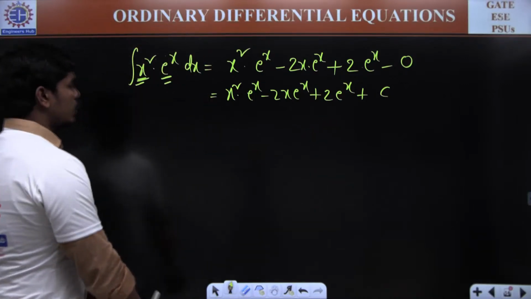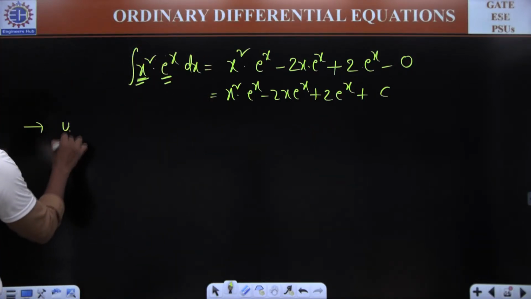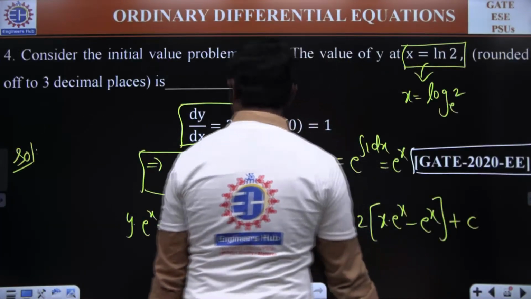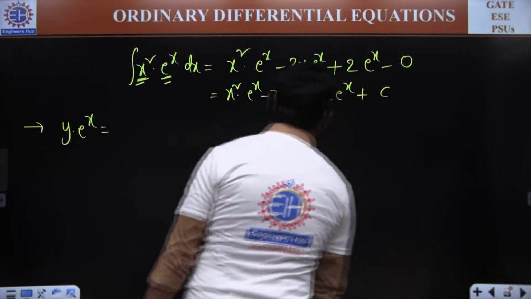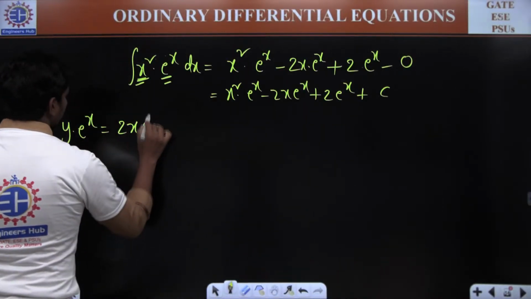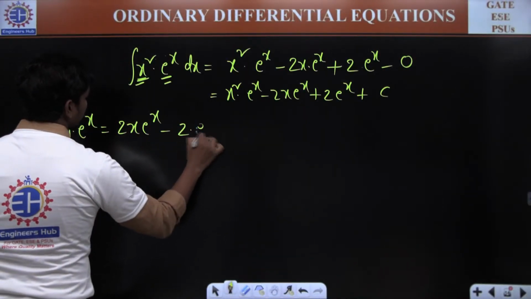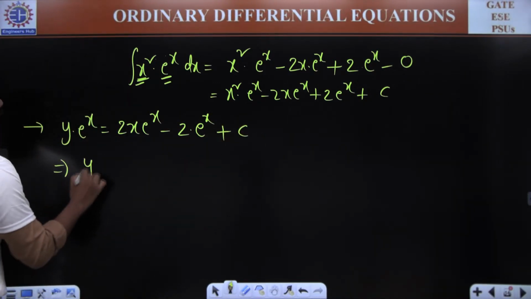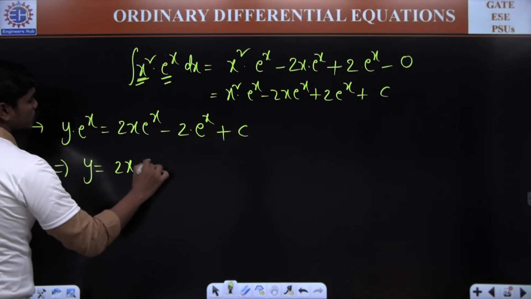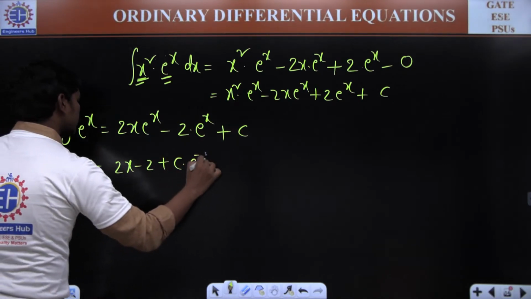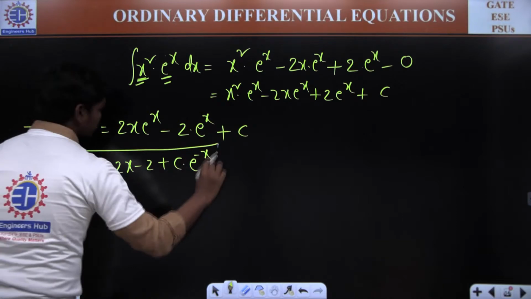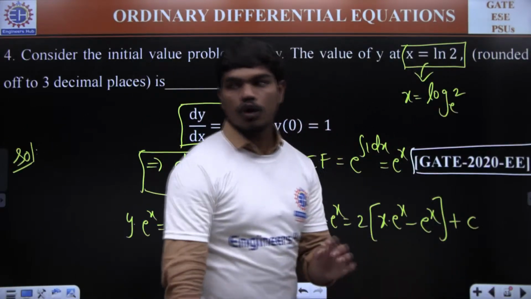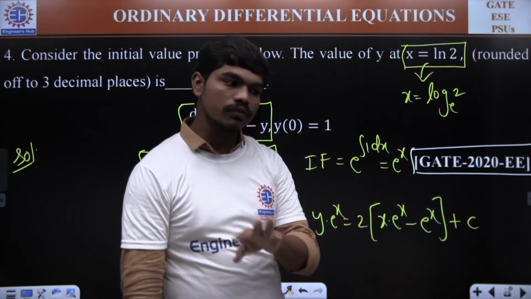Yes. So now the solution for the given differential equation that we got is y into e power x is equal to 2x e power x minus 2 times e power x plus constant. So if you cancel, y is equal to 2x minus 2 plus c into e power minus x. This will be the solution. So now let us take the boundary condition. What is the boundary condition that's given? Okay, you are getting different answers, I know, because you are making some calculation mistakes while using the virtual calculator.